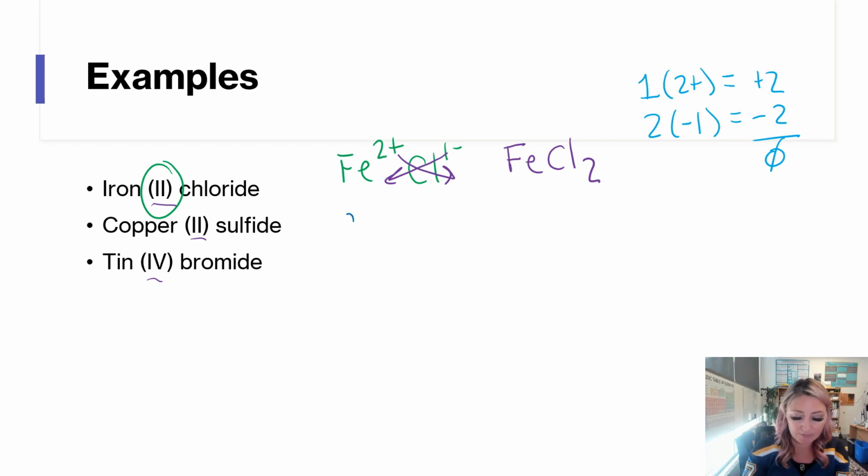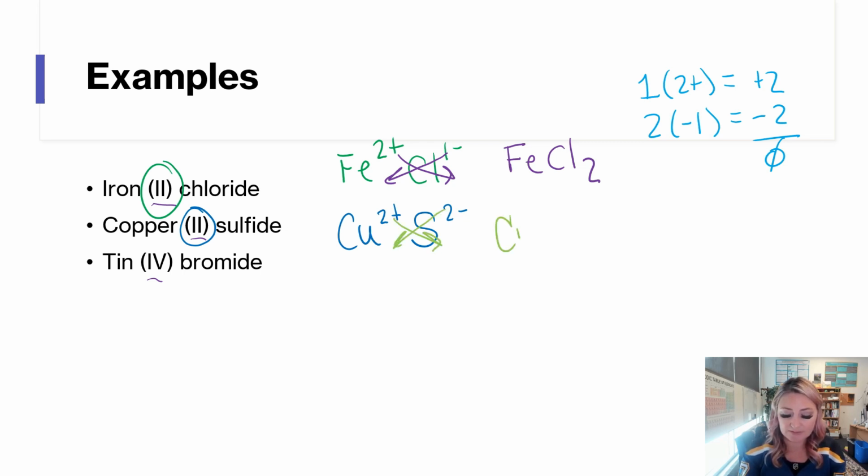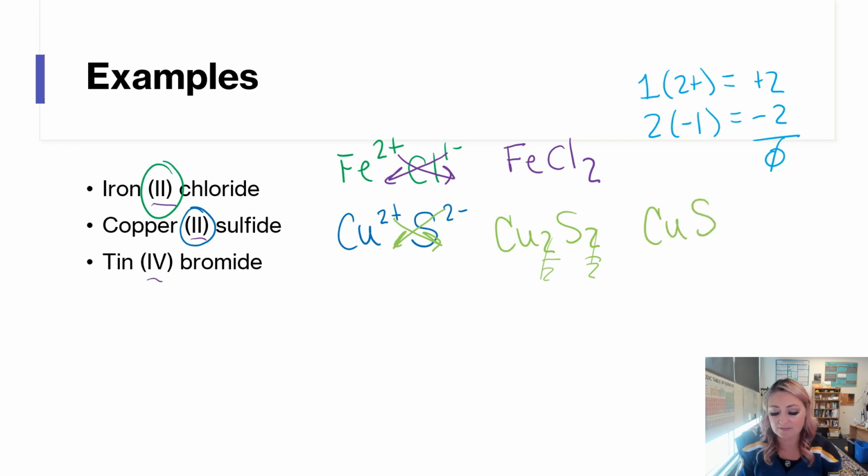Copper 2 sulfide. Looking at the periodic table, copper is Cu. I don't have to look at the periodic table for the charge because the Roman numeral tells me it's +2. Sulfide is sulfur. Looking at the periodic table, it's a -2 charge. Next step, drop and swap. So this is Cu2S2. Wait a second, both of these could be divided by 2. That's a 1-to-1 ratio. So I'm actually going to write this as CuS.